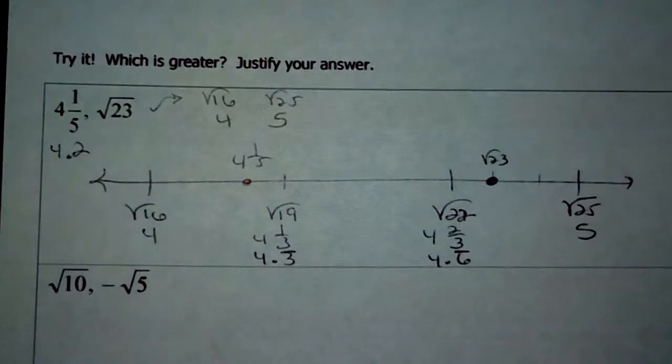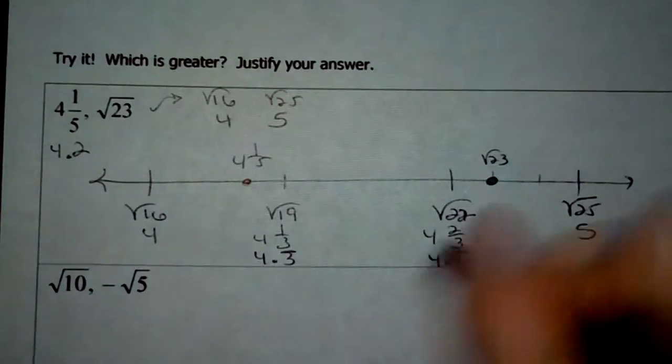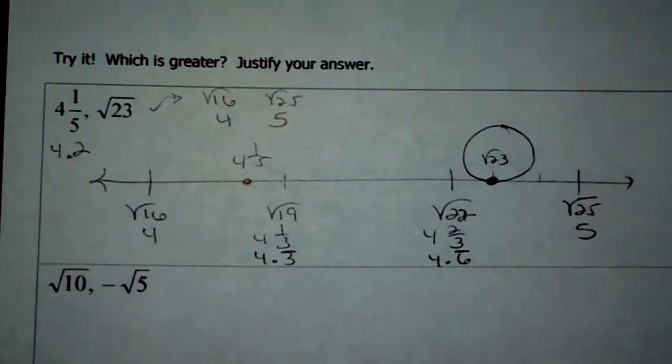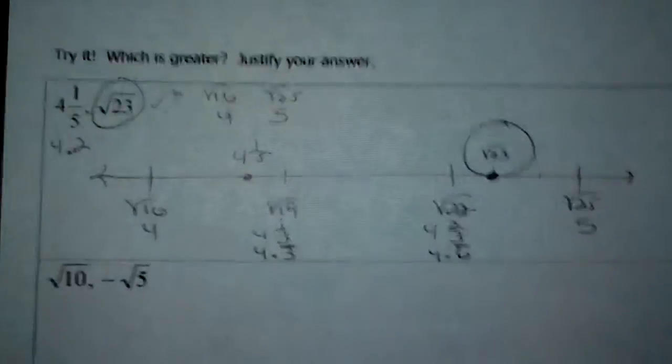So here's 4 and 1/5. Here's the square root of 23. Which one's greater? That would be the square root of 23. So the square root of 23 is greater because it's farther to the right on the number line.